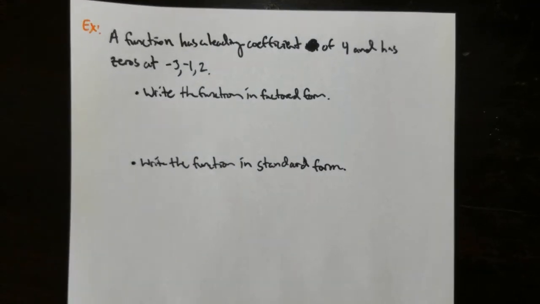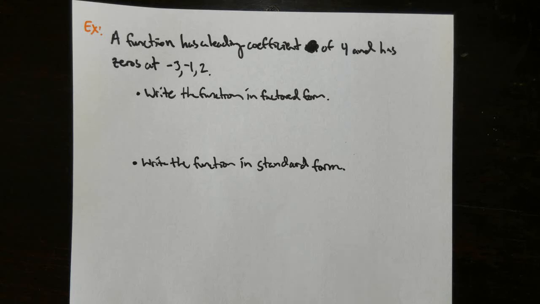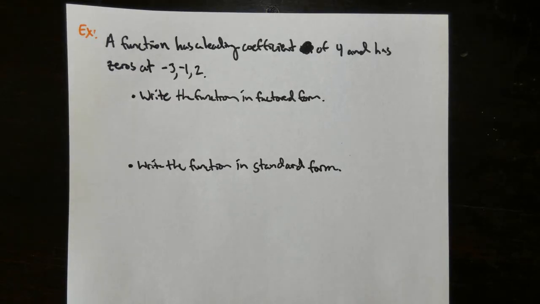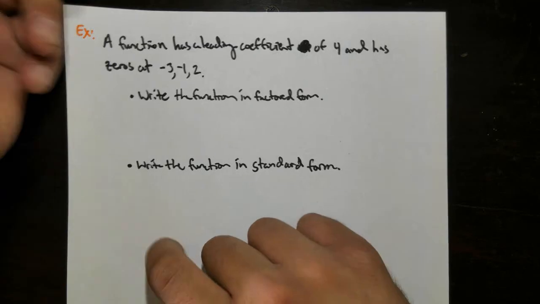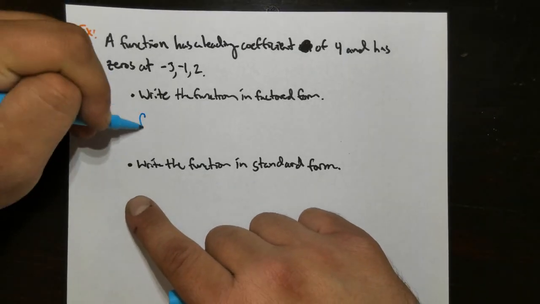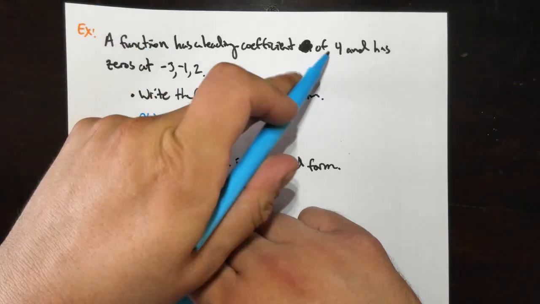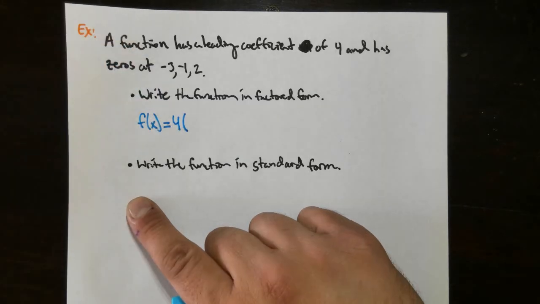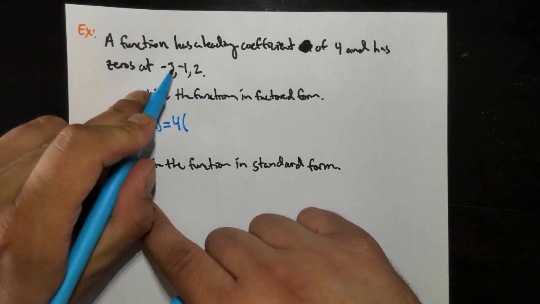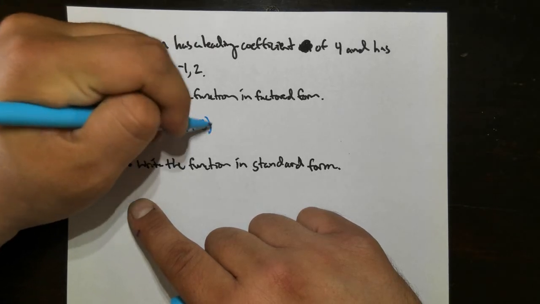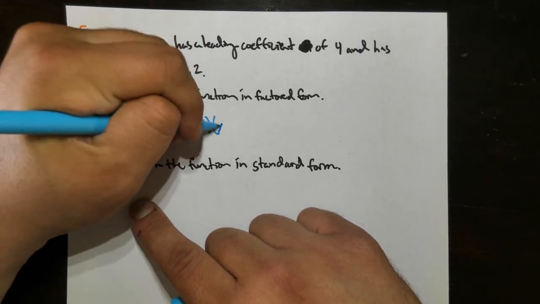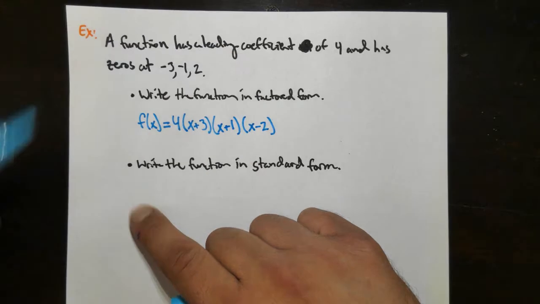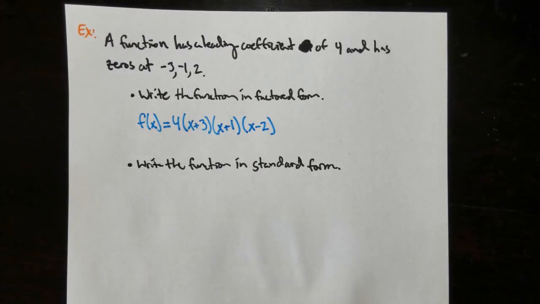Here, a function has a leading coefficient of 4 and has zeros at -3, -1, and 2. So write the function in factored form. Well, this isn't all that bad. You just plug it right in. So we have f of x is equal to, our coefficient goes right up front, so that's going to be 4. And then we write our zeros in the parentheses with x. So -3 is going to turn to x plus 3. -1 is going to turn to x plus 1. And 2 is going to turn to x minus 2. And there you have it. There is the function in factored form.